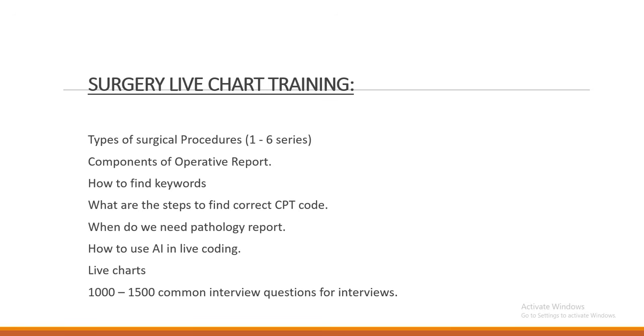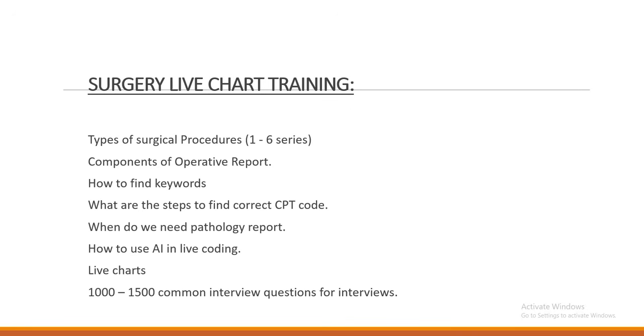Next we will learn components of the OP report. Here I will teach you how to choose admitting diagnosis, how to choose post-op diagnosis or PDX, how to check the medical necessity, and how to code or choose secondary diagnosis. And I will teach you how to find keywords. Just now we have learned laparoscopic keywords, correct? Like that, I will teach all keywords related to open procedure, percutaneous procedure, arthroscopic procedure, and endoscopic procedures. If you understand those keywords, no chart is difficult. Those are super easy.